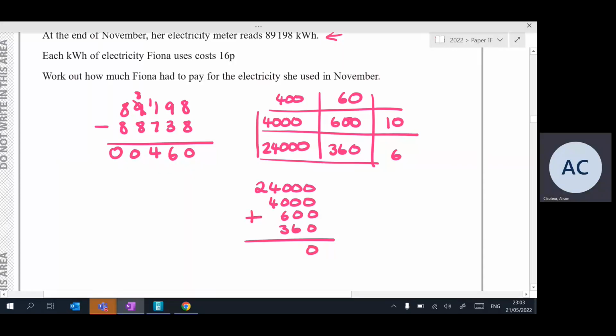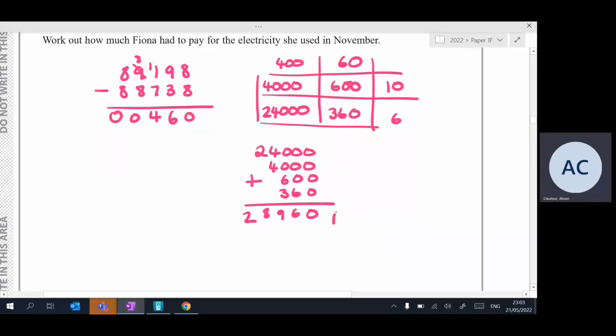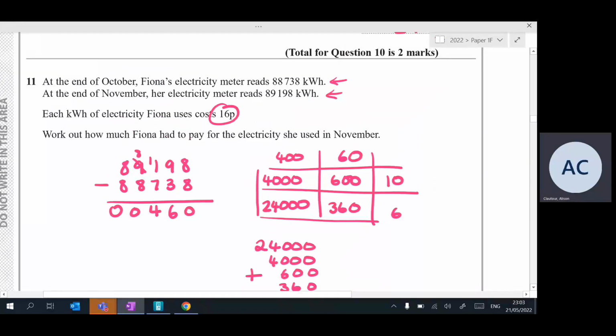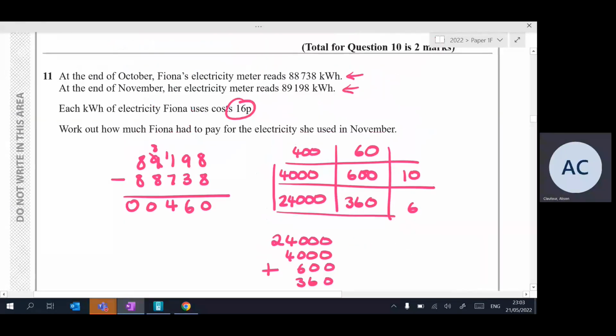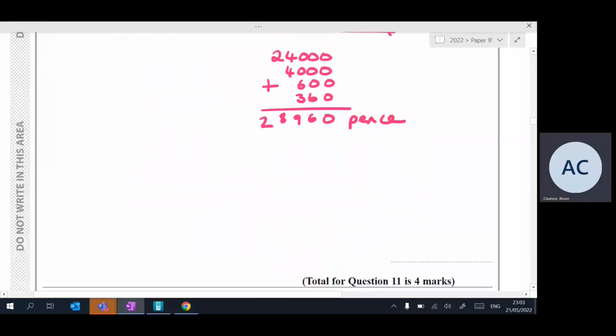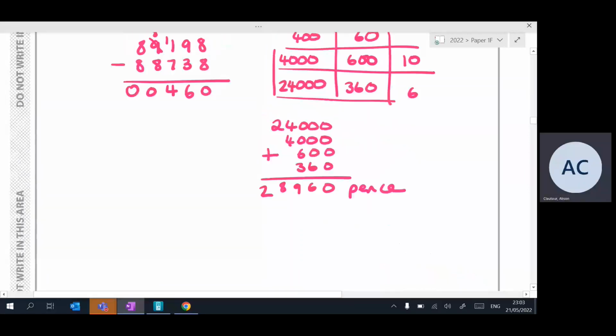So adding all of those up, we have got 28960. Remember, this was 16p, so this is in pence. So if you wanted it in pounds, ask for it in pounds. It doesn't actually ask for anything. But if you want it in pounds, it is £289.60.